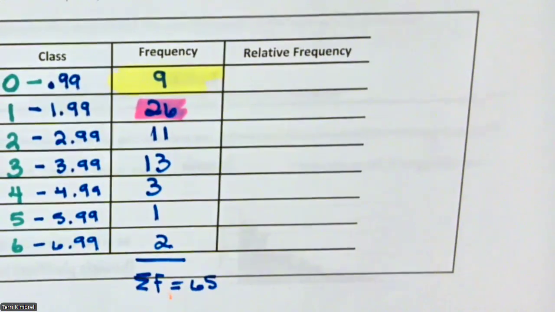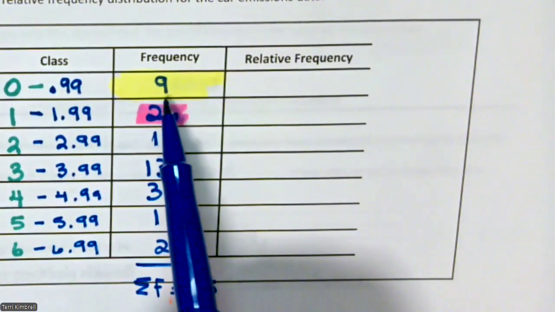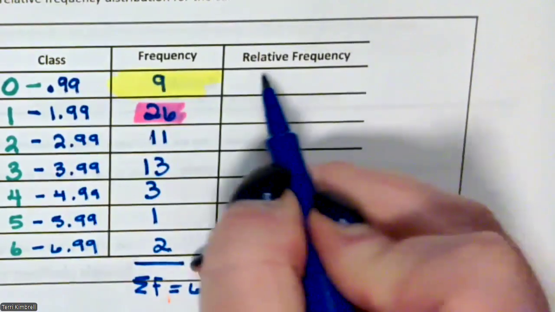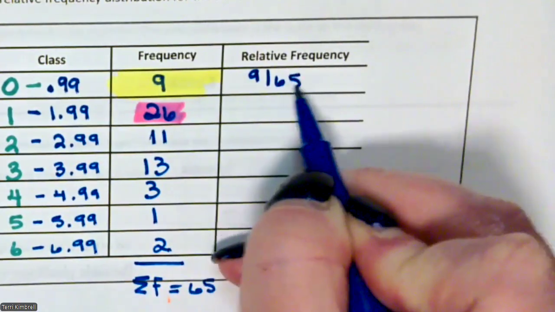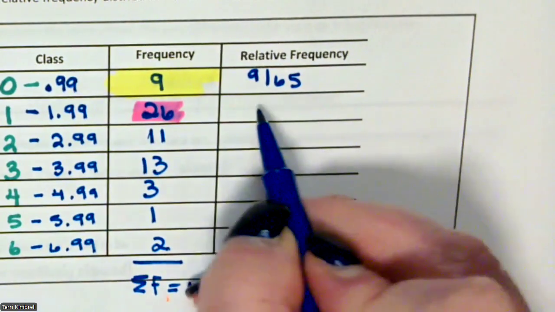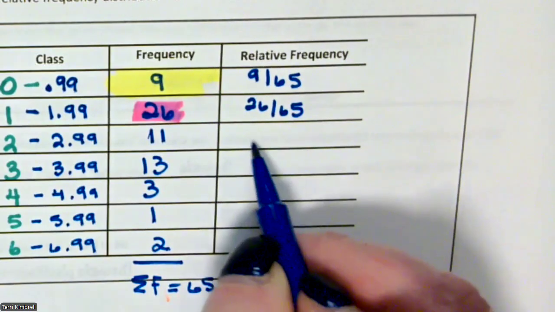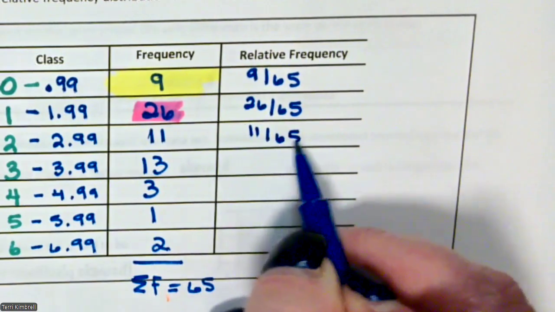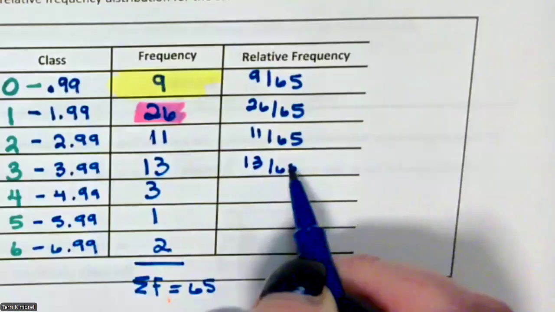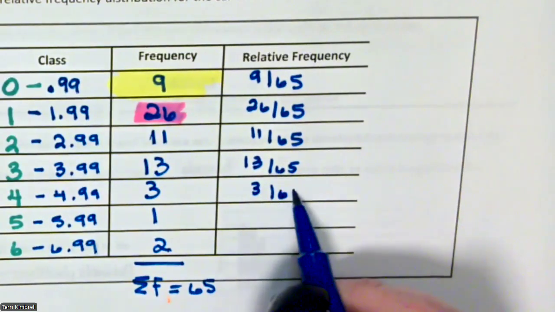So relative is the part. What part of the data falls in this category? Well, 9 out of 65. This would be 26 out of 65. And you would continue going through. So you just do your part out of your total.